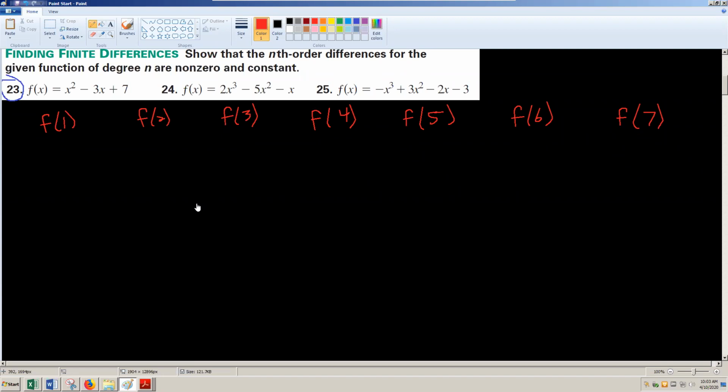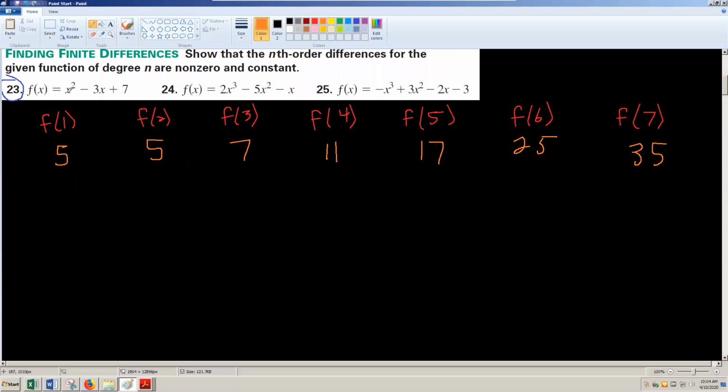So I'm going to evaluate for this thing. So let's see, we got x squared minus 3x, and we got plus 7. And when I plug in 1, I get 5. I want starting with f1, not f0. So first one I plug in, I get 5. Here I get 5. Here I get 7. Here I get 11, 17, 25, 35.